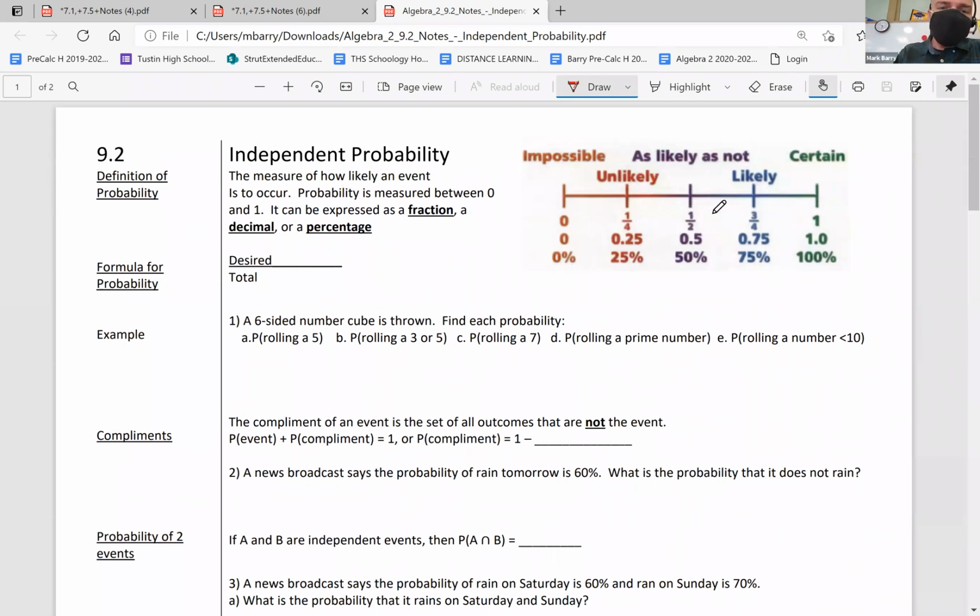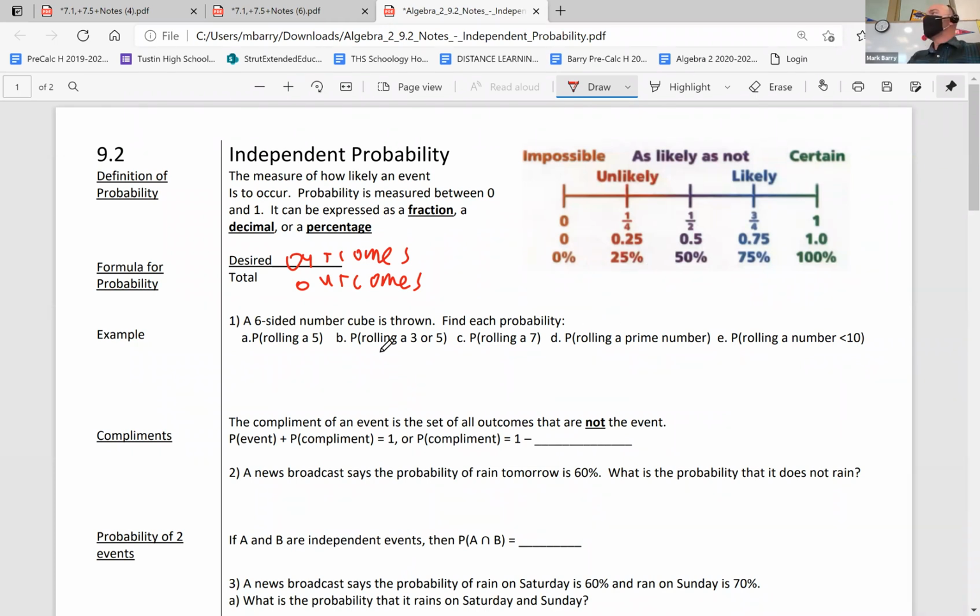The formula for probability is desired outcomes over total outcomes. So it's pretty much, what do you want to happen over what is everything that could possibly happen? Like it says before, this can be expressed as a fraction. So you can see 1/4, or 0.25 as a decimal, or 25% as a percentage.